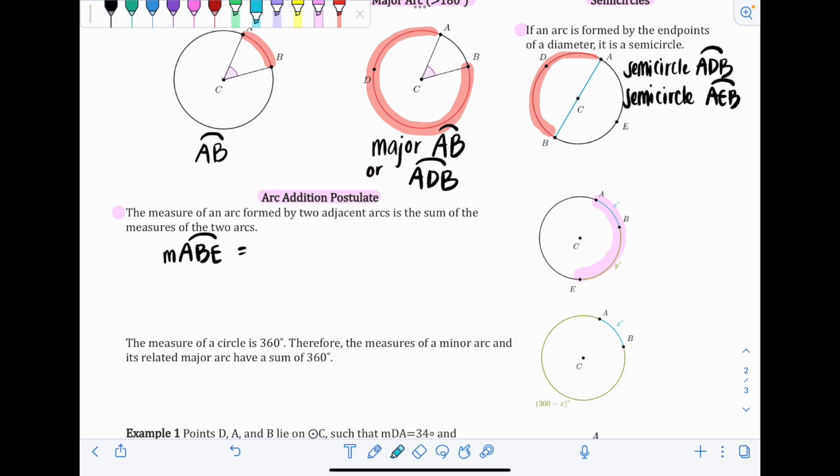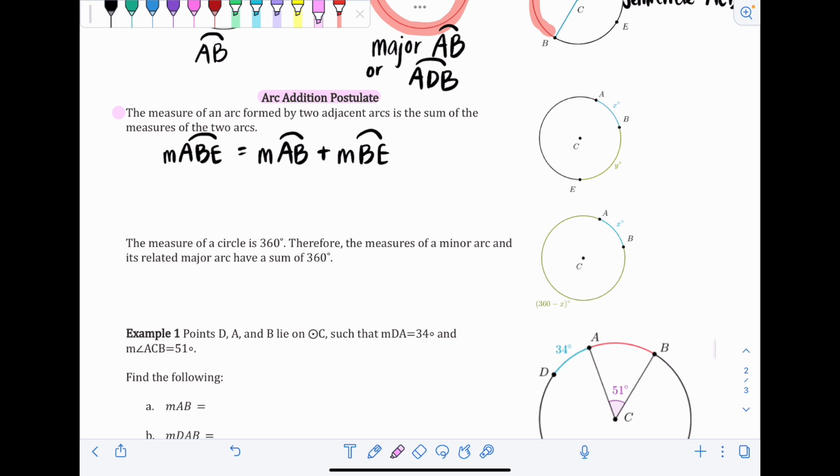So the first one is arc AB, so we say it equals the measure of arc AB, and then plus the other one, which is arc BE. So plus the measure of arc BE. And this comes in handy if you're trying to solve for unknown lengths or unknown arcs within a circle.